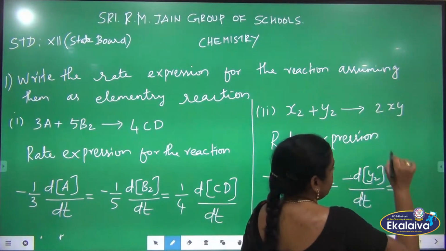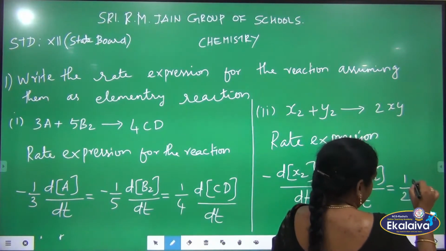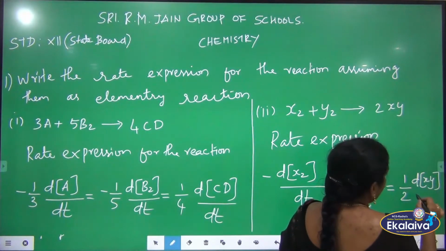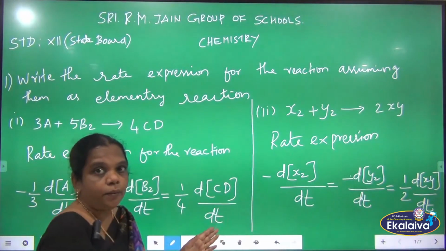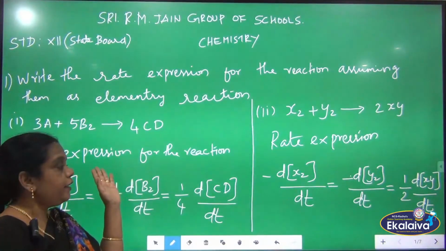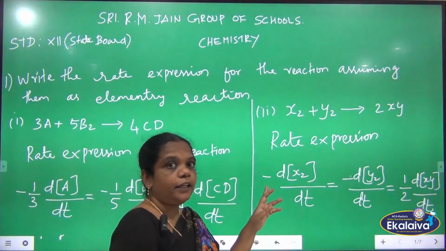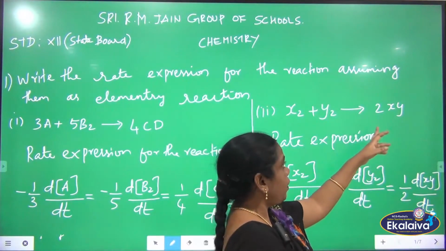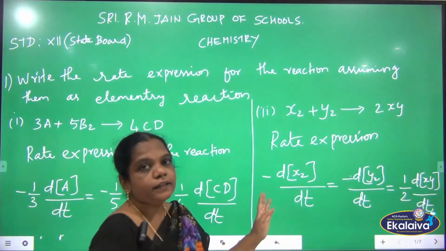The coefficient is 2, so you have to express it in the form of a fraction, 1 by 2 d of concentration of XY by dt. So this is the rate expression for the chemical reaction which takes place in the elementary form. In a single step, the reactants react to give the product. So always you have to express the reactant side with a negative value, because the concentration is decreasing, while in the formation of the product the concentration of the product is increasing. That can be expressed in the form of a sign.